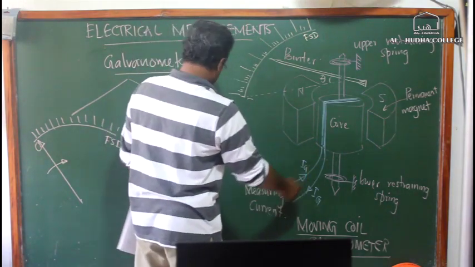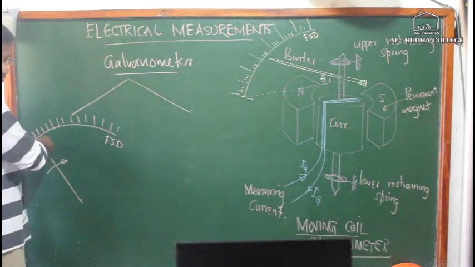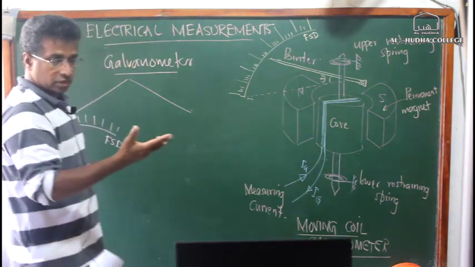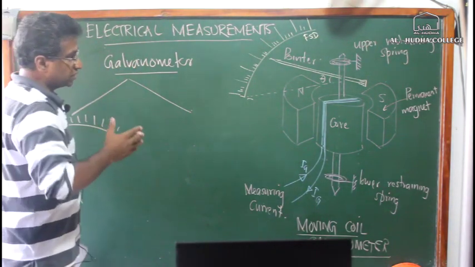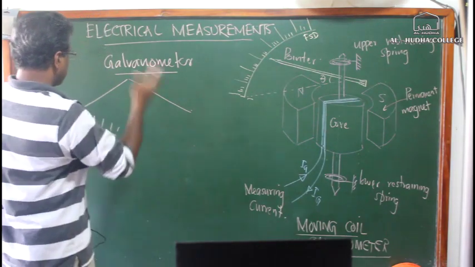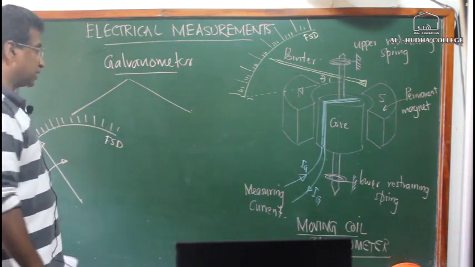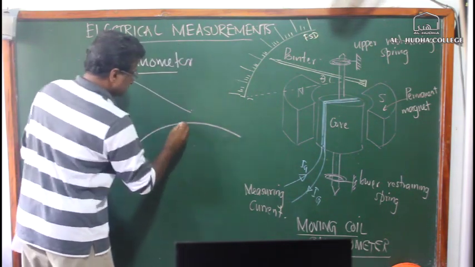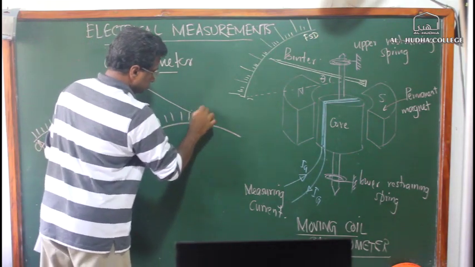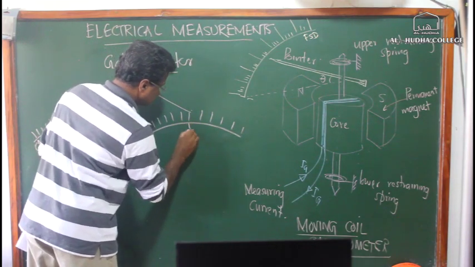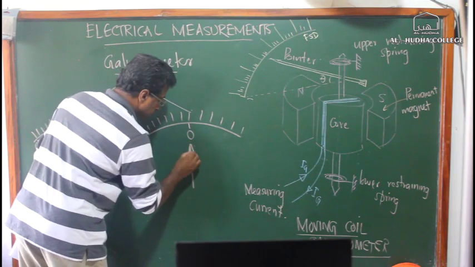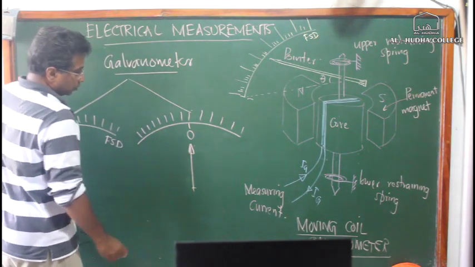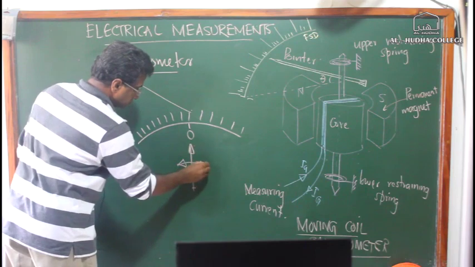So always when there is a galvanometer with the 0 on one edge, we should be very careful of the polarity. When you connect the galvanometer in a circuit, you should know where the current is flowing. If you wrongly connect it, it won't work, right? Or it can get burned. There is another type of galvanometer where the 0 is kept in the middle, right? This is called a center 0 galvanometer, right? Now this can move in either direction, right?